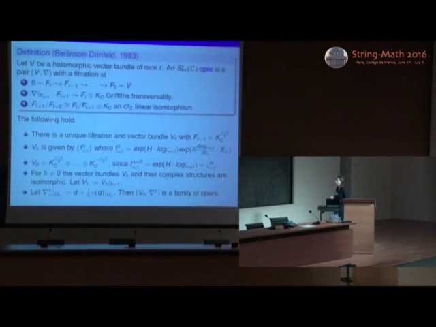The opers in rank r were defined by Beilinson and Drinfeld on a holomorphic vector bundle V. An SL_r oper is a connection with a filtration such that it has r plus 1 terms starting from 0. It has the Griffiths transversality condition, and it has fixed ratios. So it's an isomorphism twisted by the canonical.